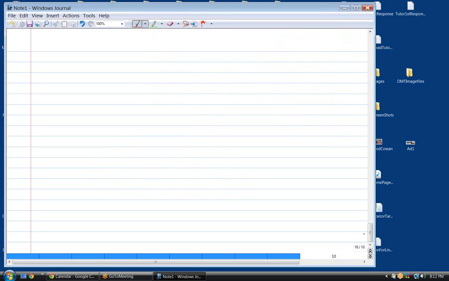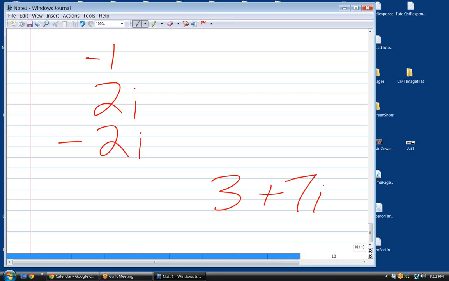It says find a third degree polynomial with the given roots -1 and 2i. Okay. Imaginary solutions never come alone. They always come in pairs. So if 2i is a solution, what's another solution? -2i. Yeah, the conjugate. In other words, if 3 plus 7i was a solution, then I know that 3 minus 7i is also a solution. Because they always come in pairs. They never come alone. So those are our three solutions.